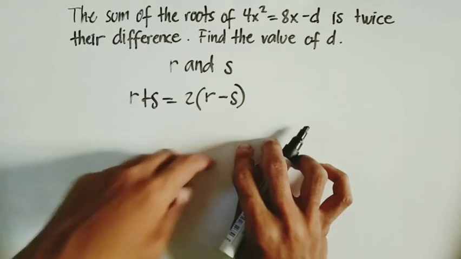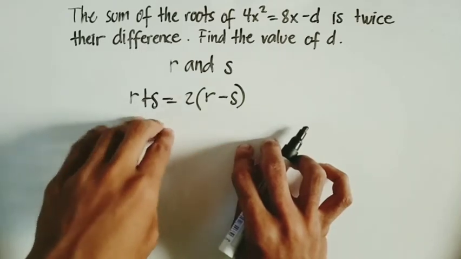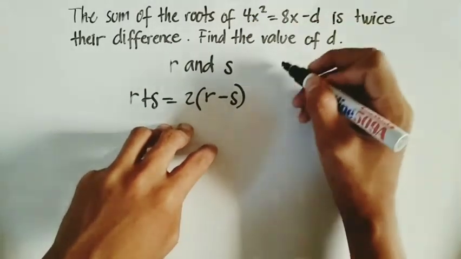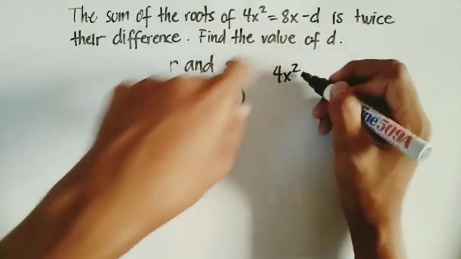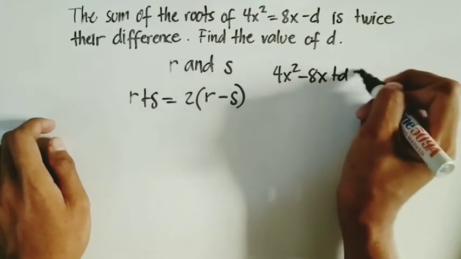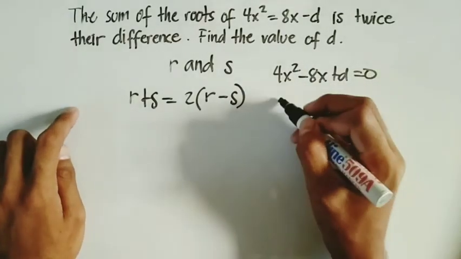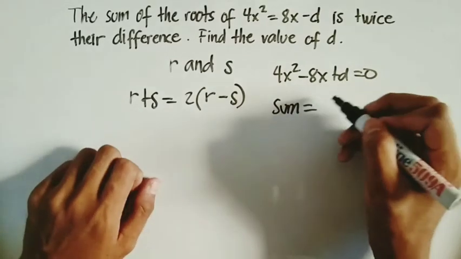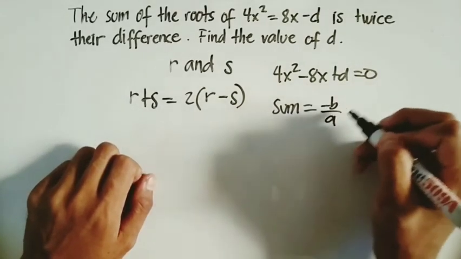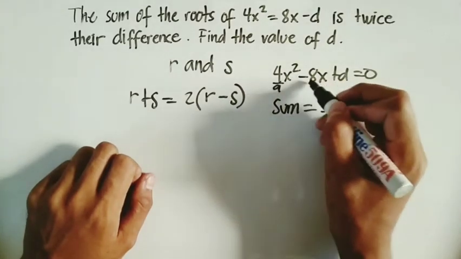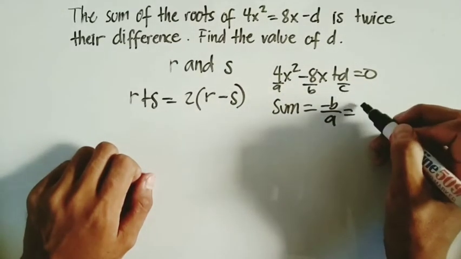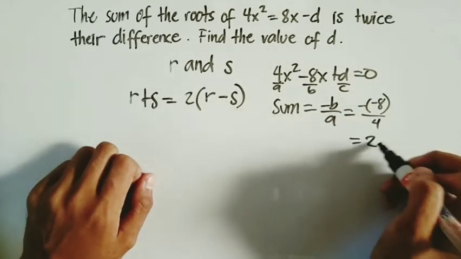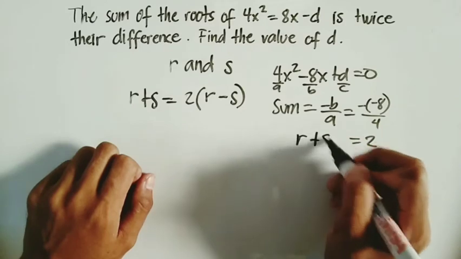Next, di ba itong r plus s, pwede natin siya makuha using Vieta's formula, gamit itong equation na given sa atin. So, pwede natin ito isulat as ganito. And using Vieta's formula, makukuha natin yung sum ng roots, which is r plus s: negative b over a. Ito yung formula. So, ito yung a, ito yung b, ito yung c. So, negative of negative 8 over 4. That is equal to 2. Ito yung r plus s.